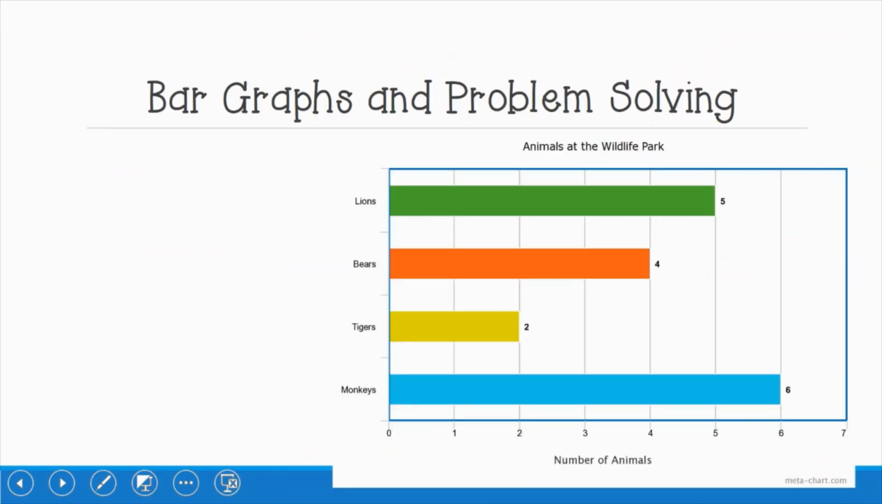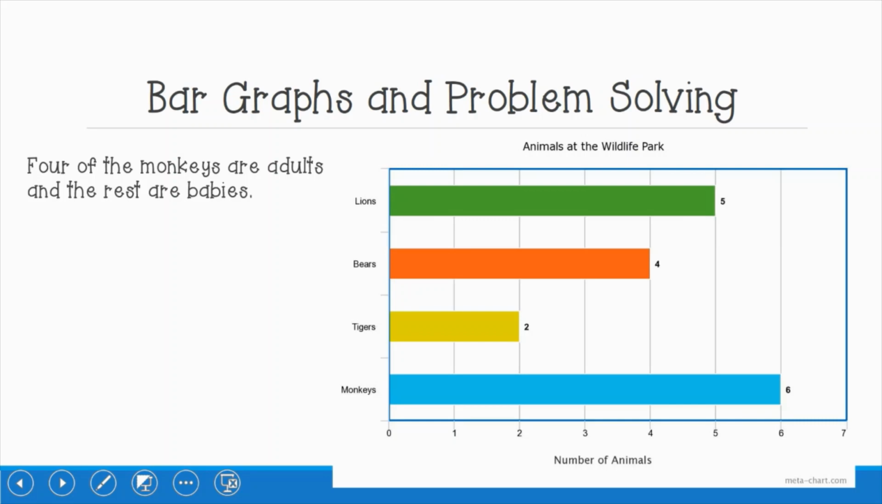Now let's practice solving some problems using bar graphs. Here we have a bar graph of animals at the wildlife park, and it shows different types of animals and how many there are. So we have lions, bears, tigers, and monkeys.